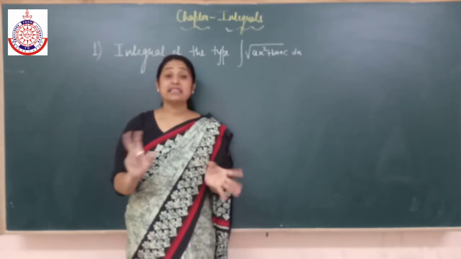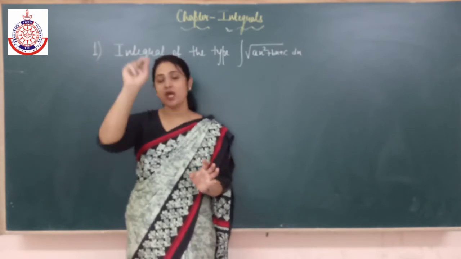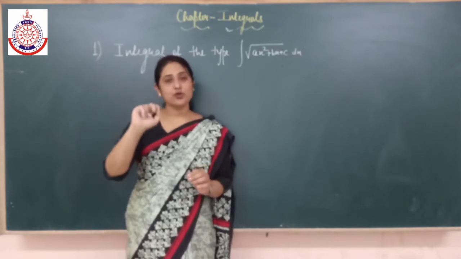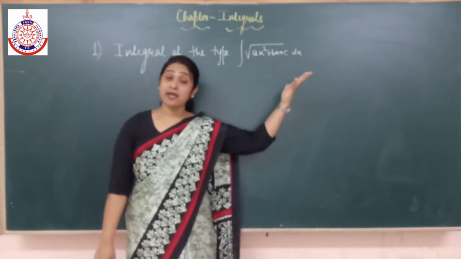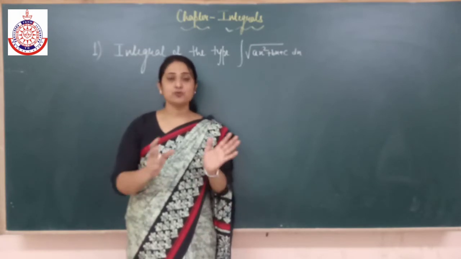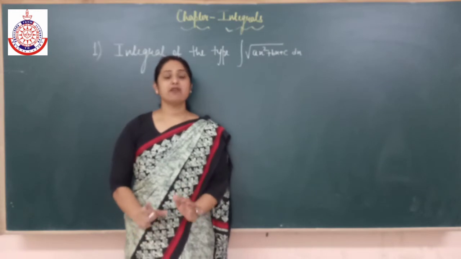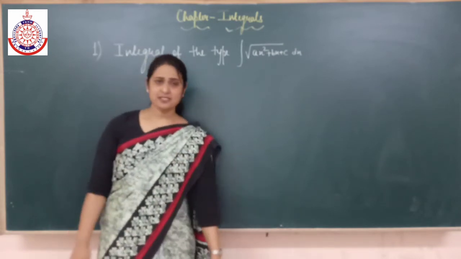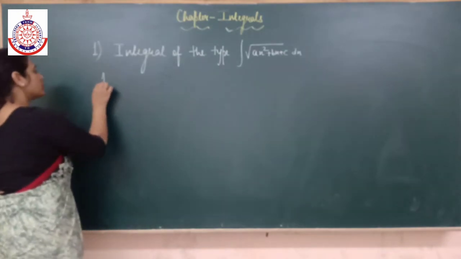Is it clear? Then it used to fall under any of the forms: 1 upon under root x square plus a square, 1 upon under root x square minus a square and 1 upon under root a square minus x square. Now in the numerator we have to do the same thing, so from the 3 standard forms that we have done, it will fall in either of the forms and then we will apply the formula. That's it. Is it clear? So working rule remains same. So I'm directly picking up the question.